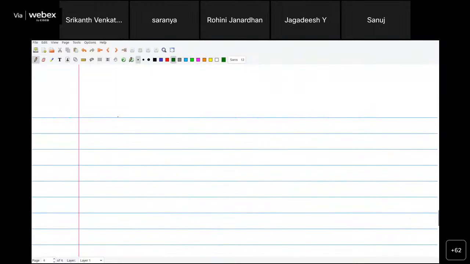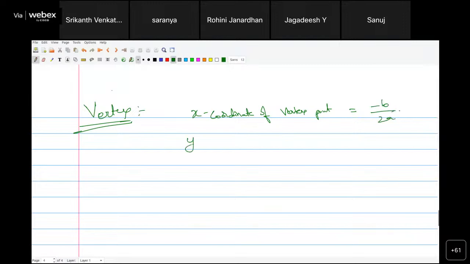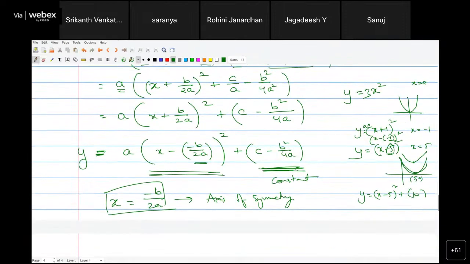And the next thing is, the axis of symmetry passes through the vertex point. So as the axis of symmetry passes through the vertex point, the x coordinate of the vertex point is minus b by 2a only, and the y coordinate will be f of minus b by 2a. And this c minus b square by 4a you can see here.